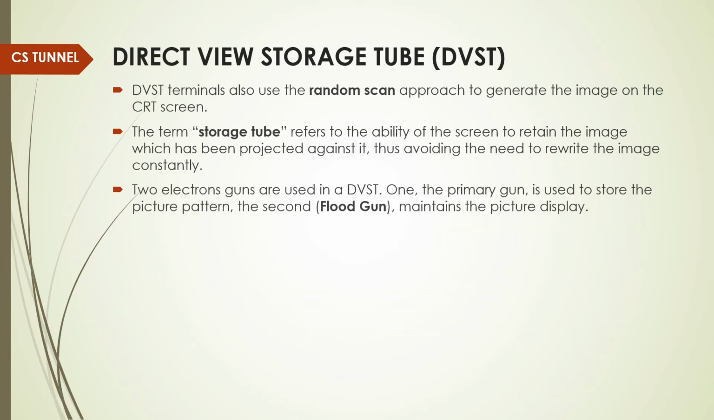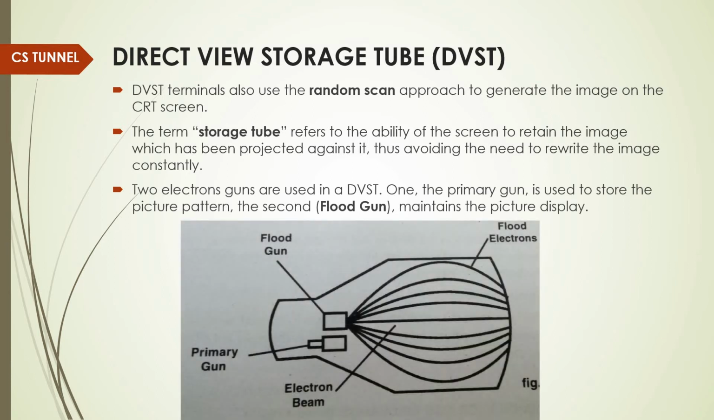Two electron guns are used in DVST. One is the primary gun, it is used to store the picture pattern. The second is the flood gun, which is used to maintain the picture display. As you can see in this diagram, this is a primary gun, this is a flood gun, and this is the flood electrons and the electron beam, which is in a straight line.